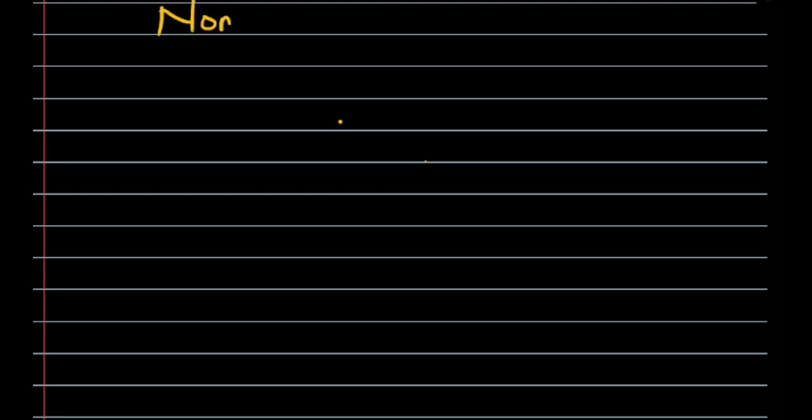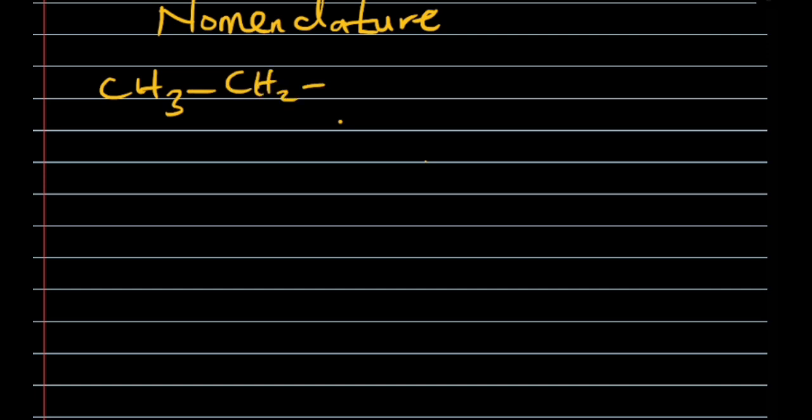So we have nomenclature. The first one, if I have CH3, CH2, C, C, then CH3. According to what I just explained earlier, we need to consider the longest continuous carbon chain here.